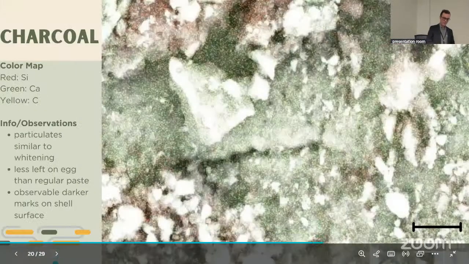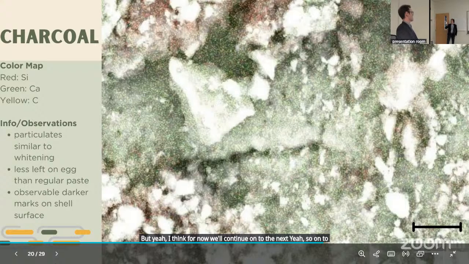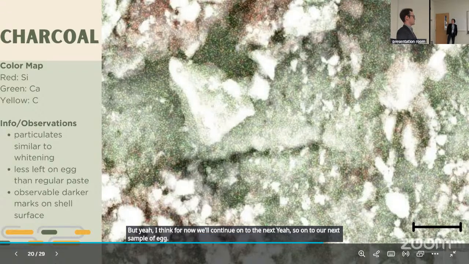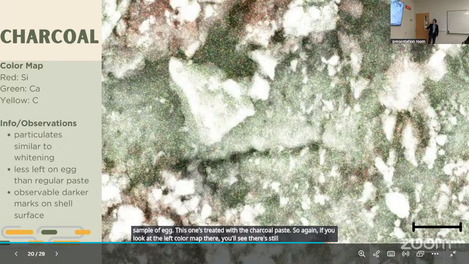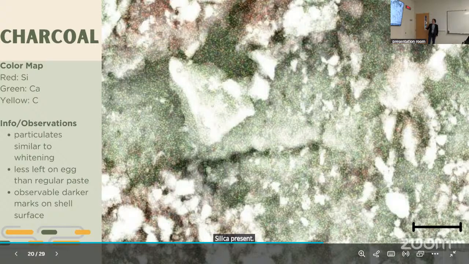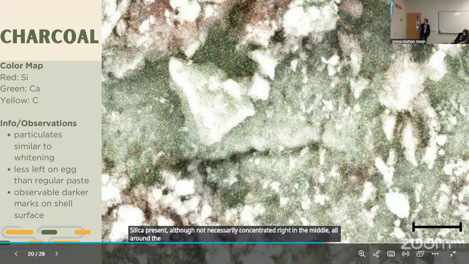Yeah, so onto our next sample of egg. This one's treated with the charcoal paste. Again, if you look at the left color map there, you'll see there's still silica present, although not necessarily concentrated right in the middle. All around the outside, you can kind of see it all grouped up. We believe that is residue of the toothpaste, or maybe a combination of residue and shells.